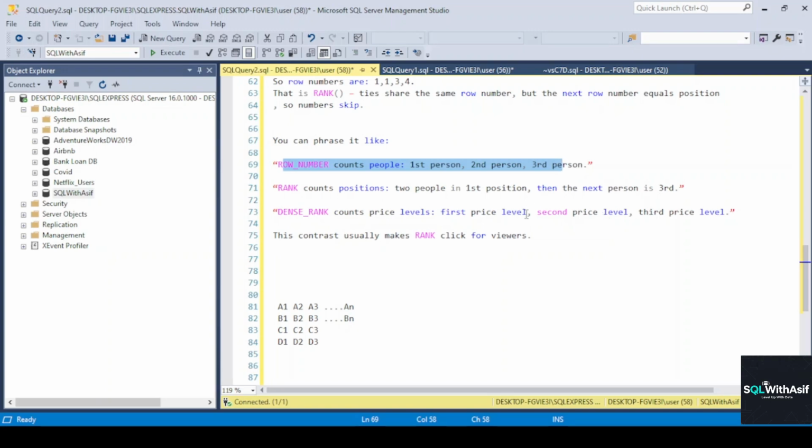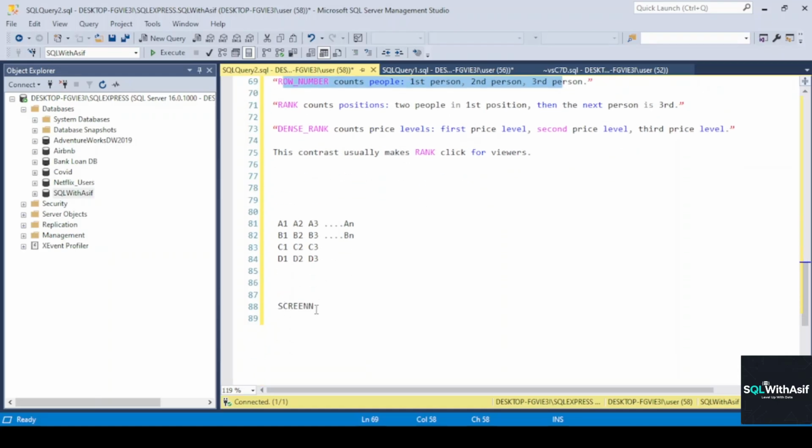So if 500 is the first price level, anyone who pays 500 will be in the first price level. The second price level is 400. If anyone pays 400, they will be in the second price level. Okay, I'll explain this using a very simple example of seats. Consider this is a seating arrangement of a movie theater.